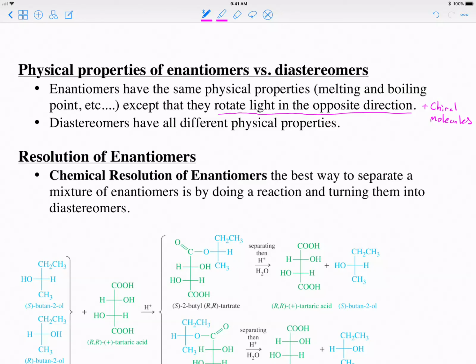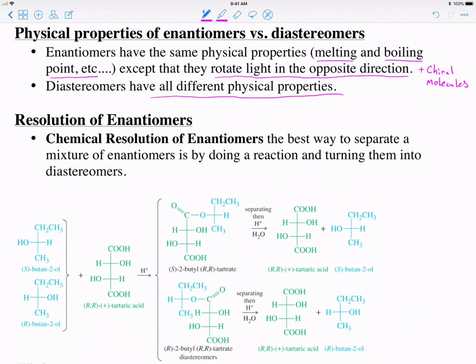So, enantiomers, they're non-superimposable mirror images of each other. They have the same melting point, same boiling point. All the physical properties are the same, except one will rotate light in one direction and one will rotate light in the other direction. Diastereomers, on the other hand, will have all different physical properties. They'll have different melting points, boiling points, and you can separate them. We haven't done the lab yet on boiling points, but we have talked about crystallization. So if I have diastereomers, I can crystallize them separately apart from each other, but enantiomers you generally can't.